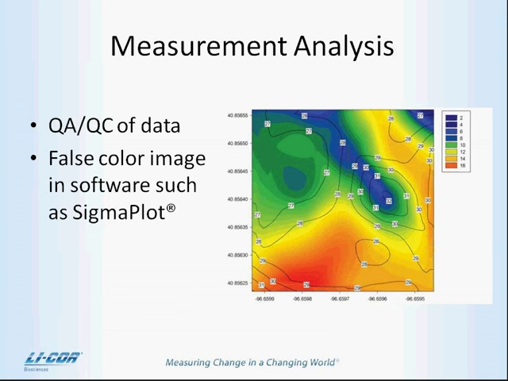Since latitude and longitude were recorded along with each chamber measurement, the results can be plotted in a false color image in plotting software such as SigmaPlot. The map can also provide more details.